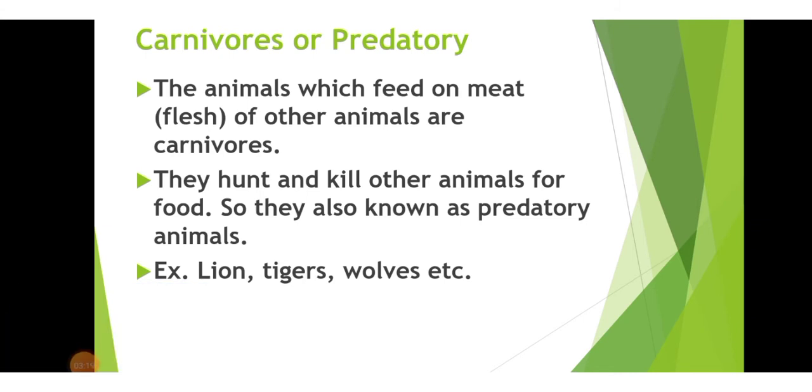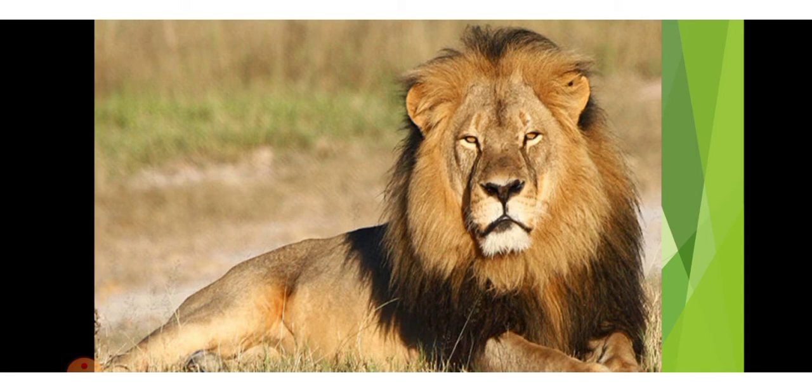Now carnivores. The animals which feed on the meat or flesh of other animals are carnivores. They hunt and kill other animals for food, so they are also known as predatory animals. Now what is special about the carnivores? Let us learn about the lion. Examples: lion, tiger, and wolves are examples of carnivores. See the image of the lion.